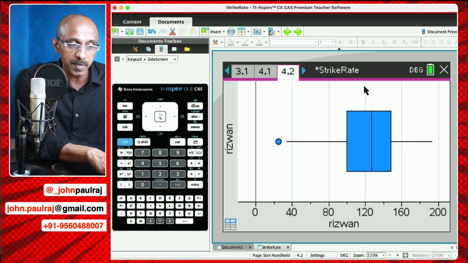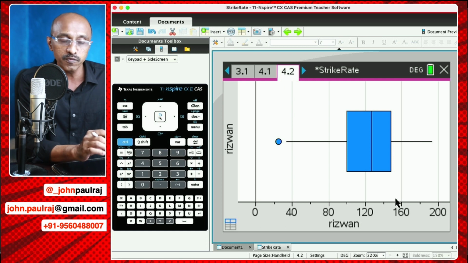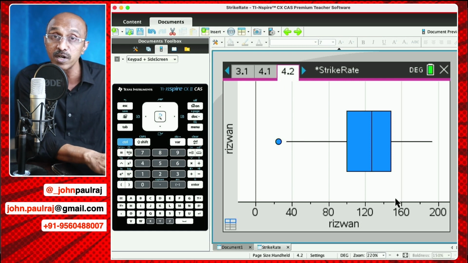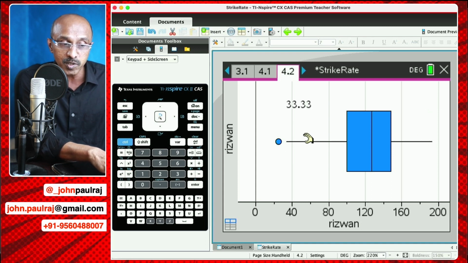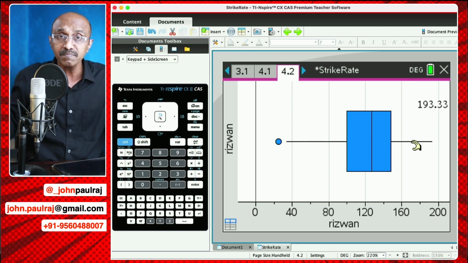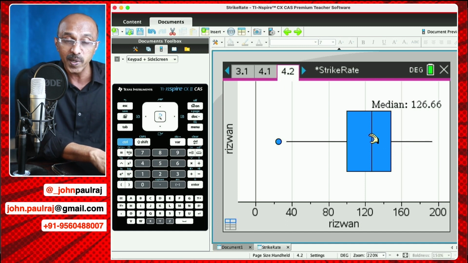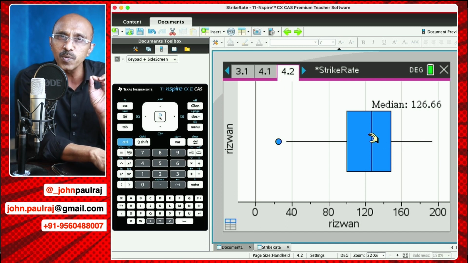For those of you who haven't seen that video of box plot, I'll link that video. You can go and take a look at it. But what it does is basically it describes to us the entire 64 innings period where the median or the middle value is 126. It is close enough to that 127, right?